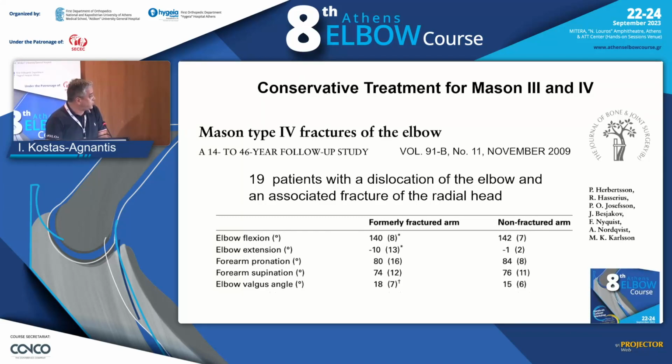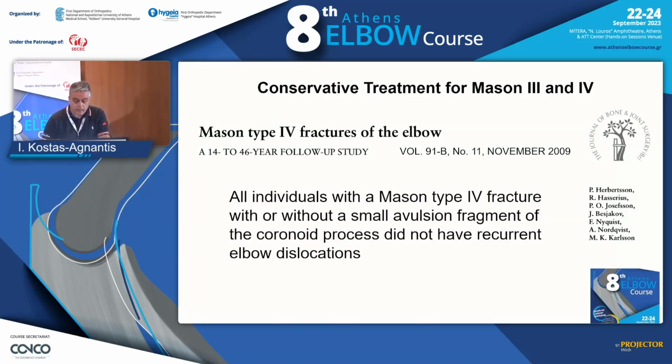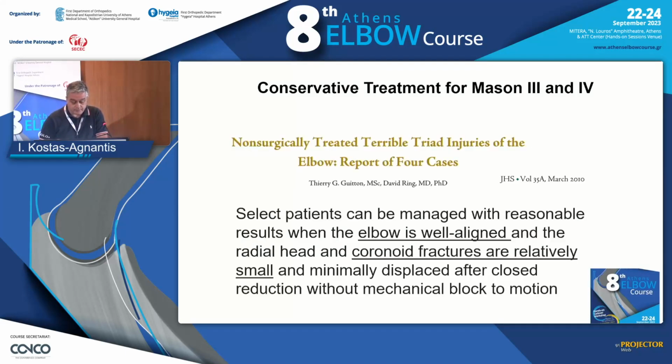90 patients with a dislocation of the elbow and a fracture of the radial head. Good elbow flexion, extension, pronation, and supination compared to the other side. All individuals with a Mason 4 radial head fracture, with or without a small avulsion fragment of the coronoid process, did not have recurrent elbow dislocation. So it's a very important finding.